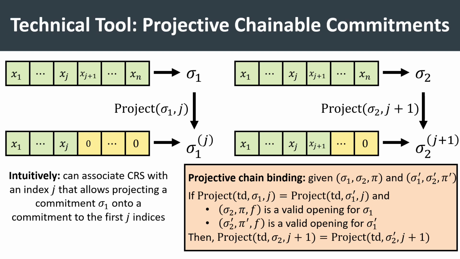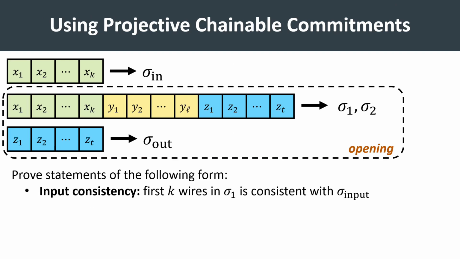I only require that the inputs match on the first j components. The outputs then must match on the first j plus 1 components. Okay? So this is the new notion of projective chain binding that we're going to use to implement our particular proof strategy.